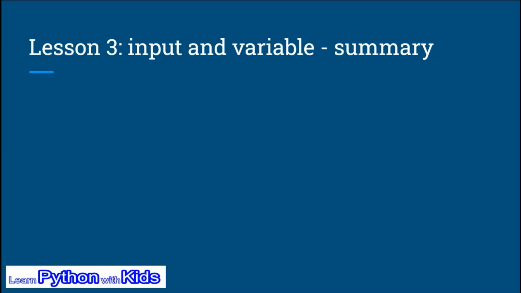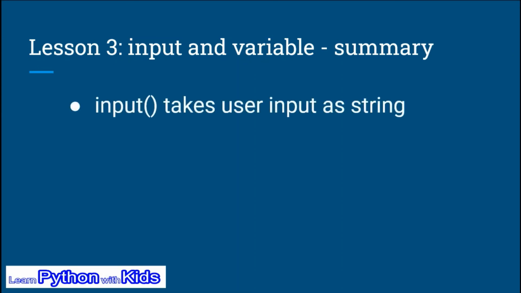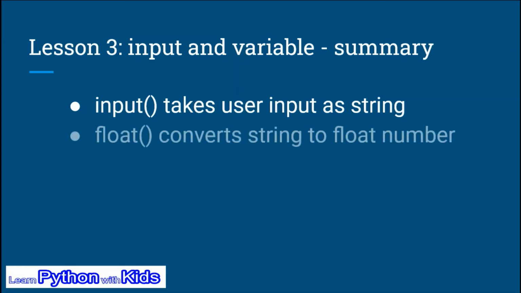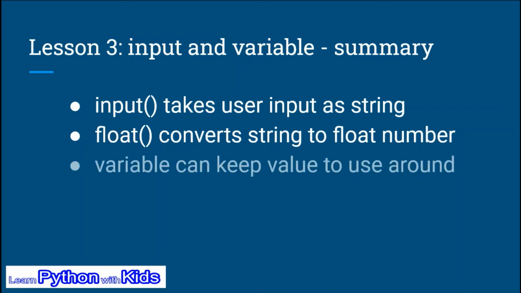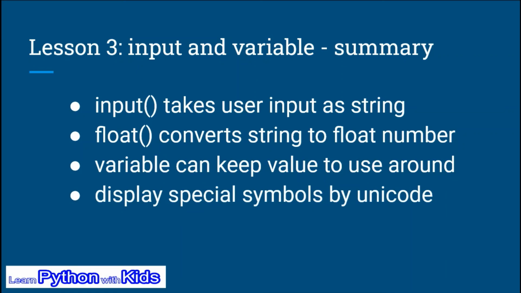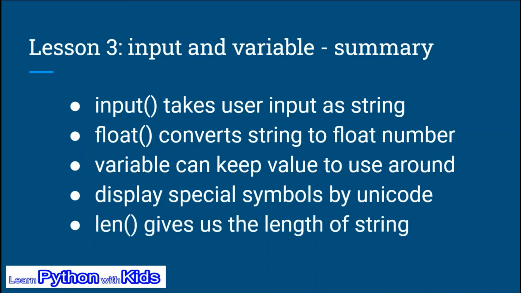We covered a lot in this video. Here is what we learned. The input function takes user input as a string. The float function converts a string to a float number. A variable can keep a value to use around. We can display special symbols by Unicode. The len function gives us the length of a string.